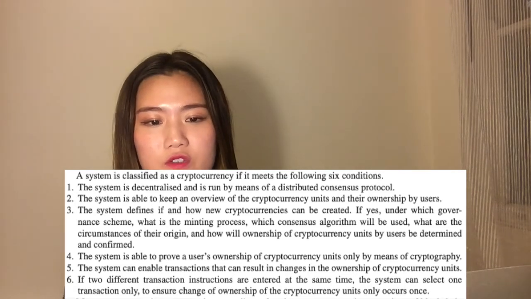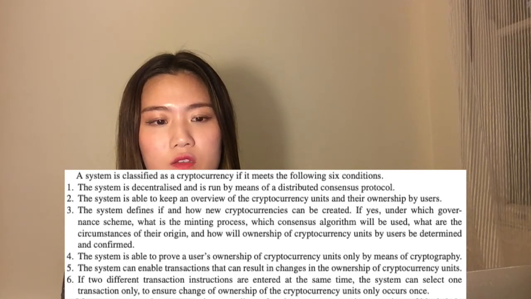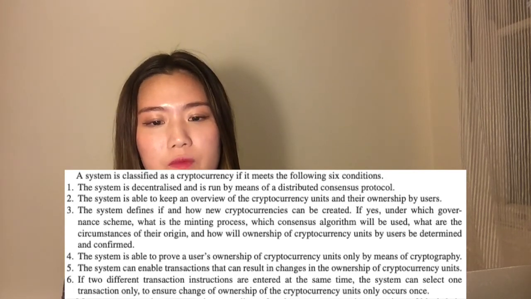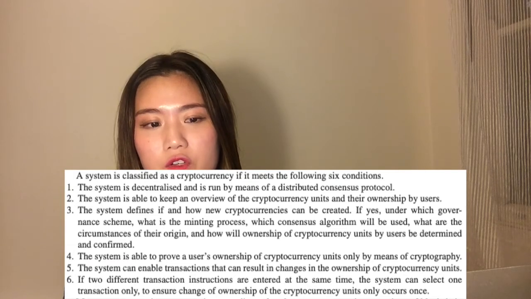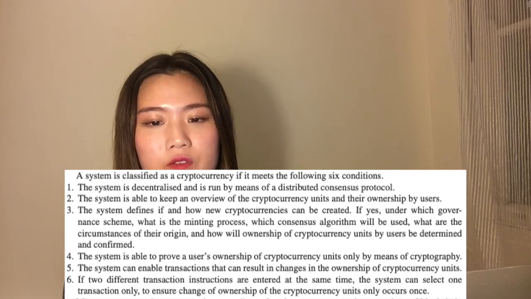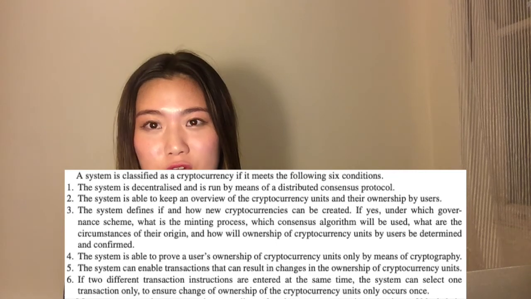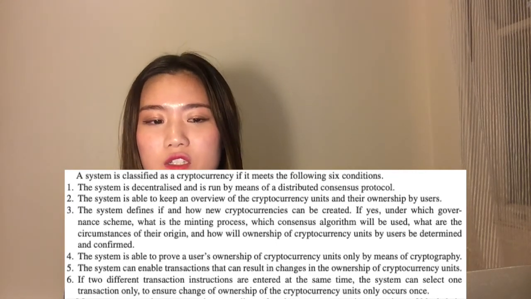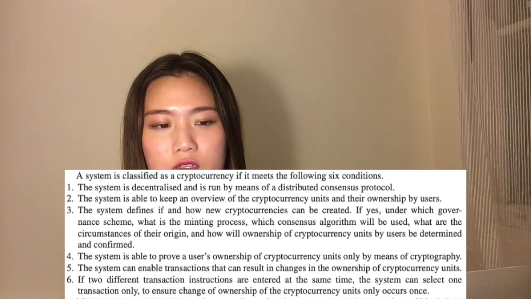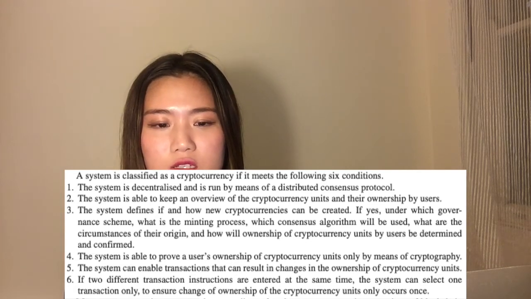So the system is decentralized and is run by means of a distributed consensus protocol. The system is able to keep an overview of the cryptocurrency units and their ownership by users. The system defines if and how new cryptocurrencies can be created. It is able to prove a user's ownership of cryptocurrency units only by means of cryptography. The system can enable transactions that can result in changes in the ownership of cryptocurrency units. If 2 different transaction instructions are entered at the same time, the system can select one transaction only.